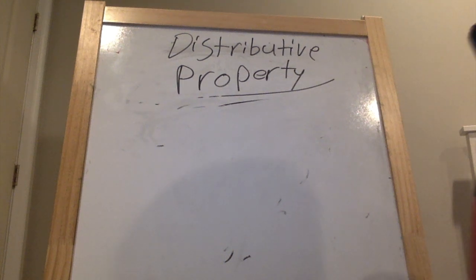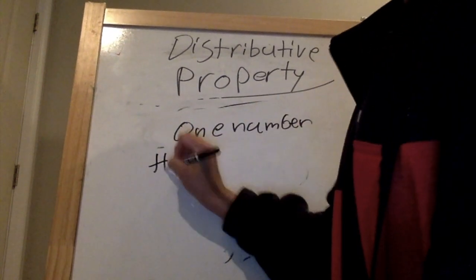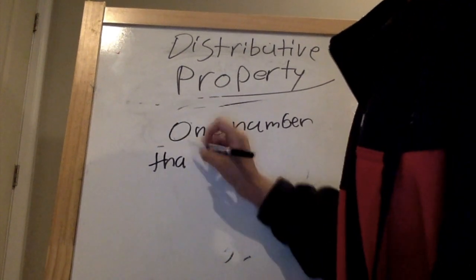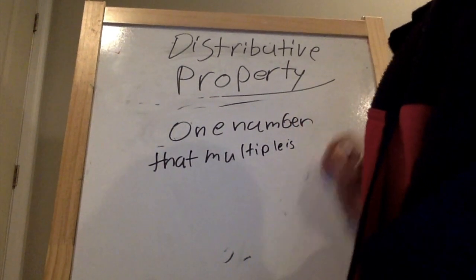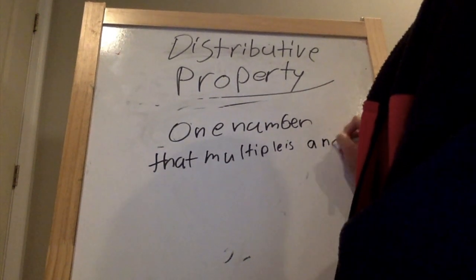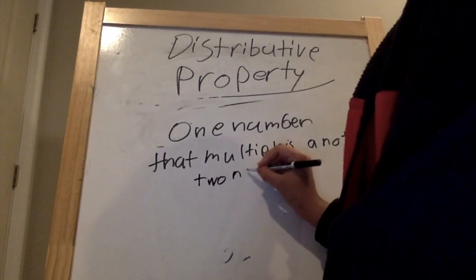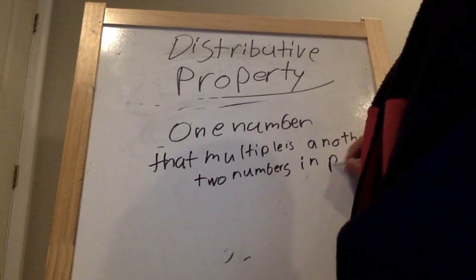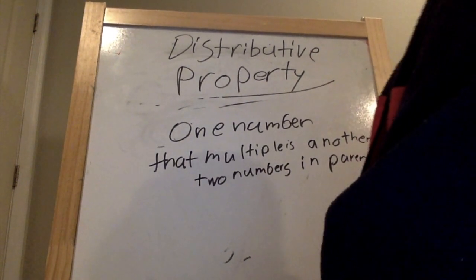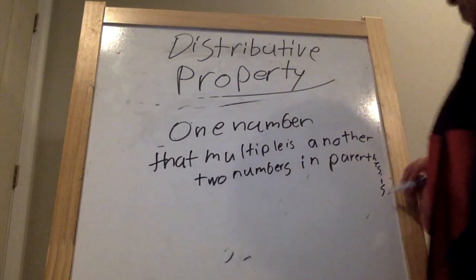Hello everyone. So let's again learn about the distributive property. A definition of the distributive property is one number that multiplies another two numbers in parentheses. I don't think you can see the parentheses part really, but that's the basic definition.